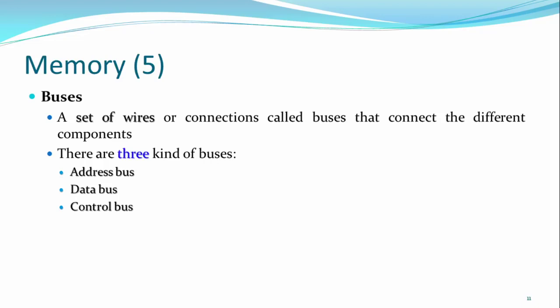A bus is on the motherboard. It is a connected cable or wire, a line. You can see it on the motherboard, for example from your hard disk to the motherboard, from your hard disk to the processor, or from the memory to the processor. So the bus is nothing but a set of wires or connections.